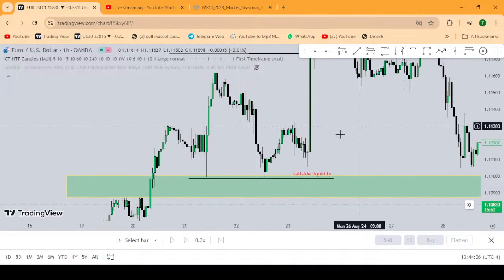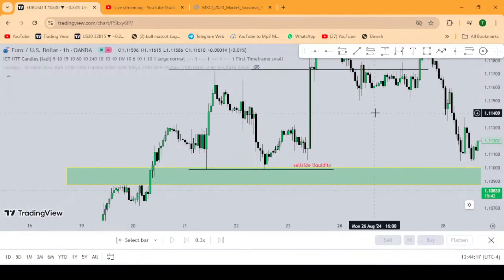of course, with CISD is different from the what? It's different from, how do they call it? SMC. But then I'll use the SMC for now because the one for ICT is kind of complex. CISD is almost the same as market structure shift, but they call it change instead of delivery.